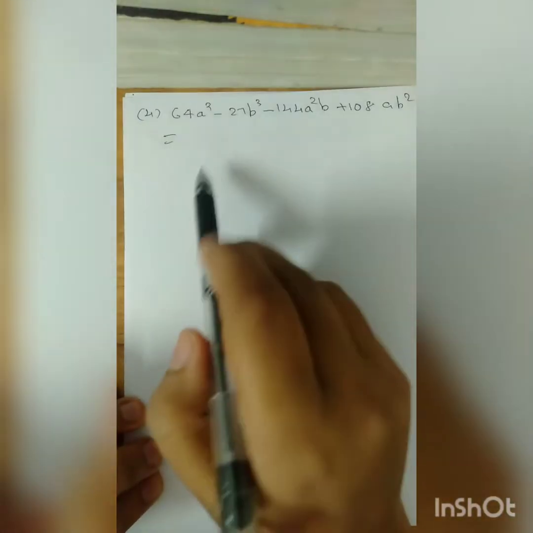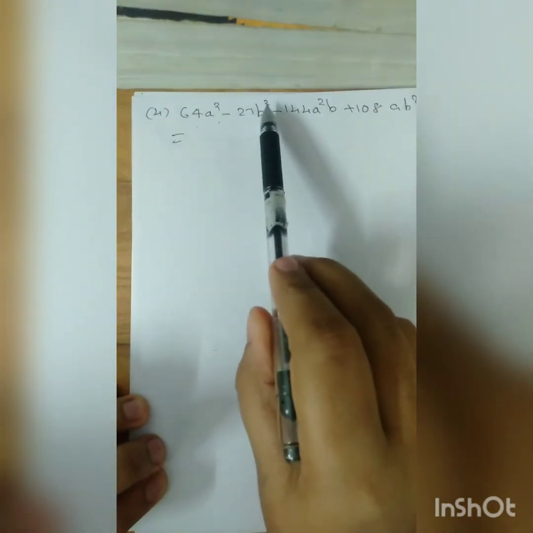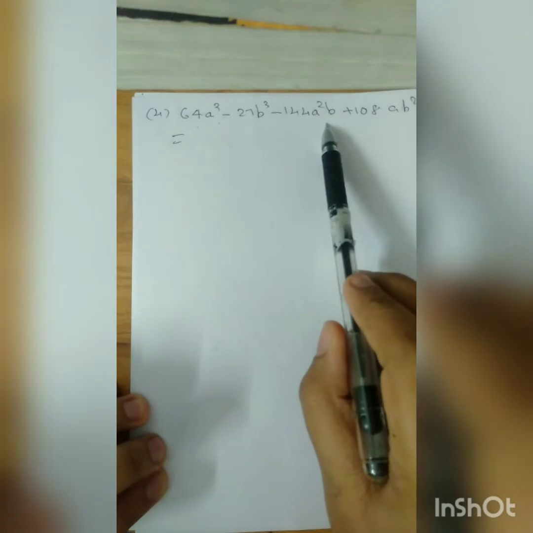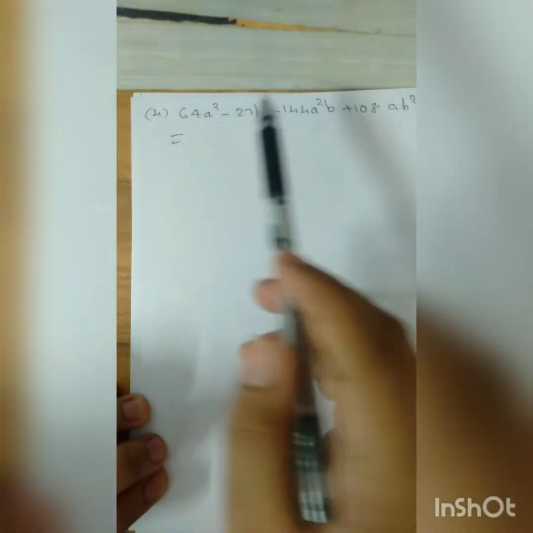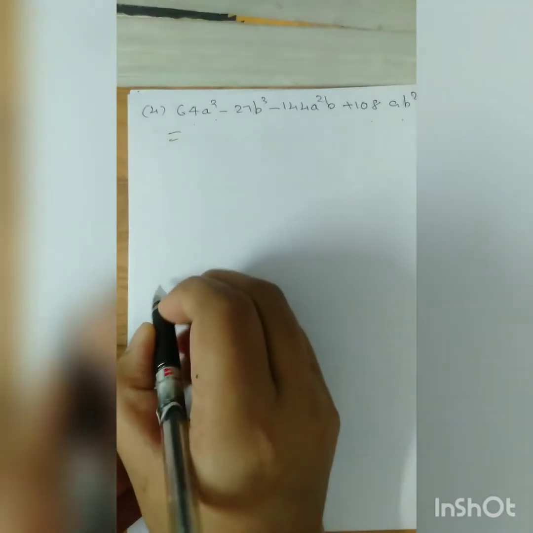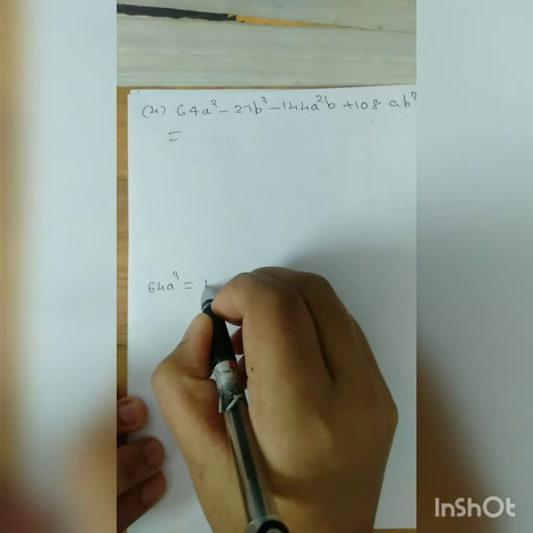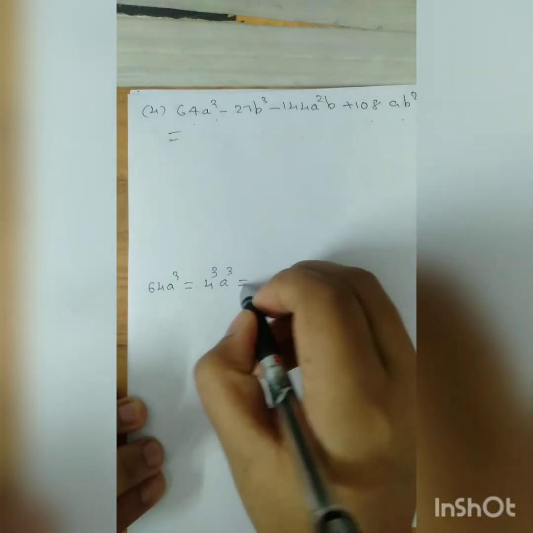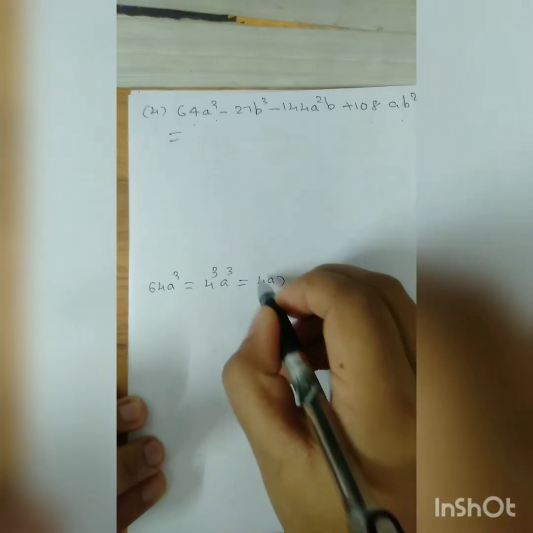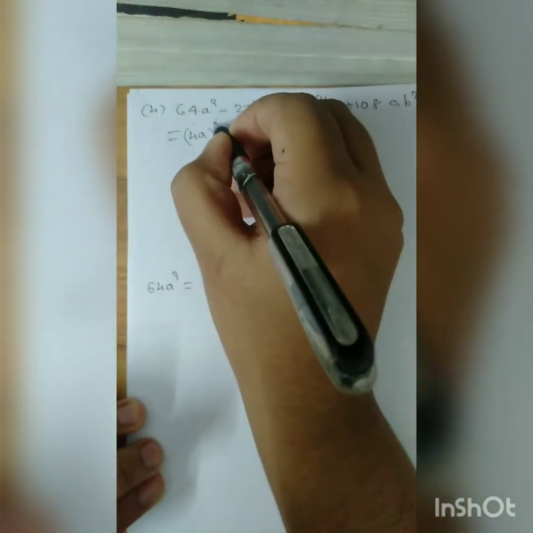The next question is question number 4. 64a cubed minus 27b cubed minus 144a squared b plus 108ab squared. So first consider the first term, that is 64a cubed. 64 is equal to 4 cubed. So 64a cubed is equal to 4 cubed a cubed, which is equal to 4a the whole cubed. So this term can be written as 4a the whole cubed.